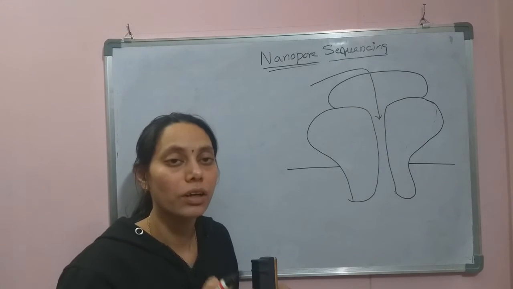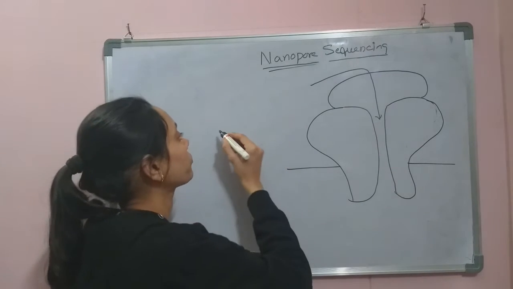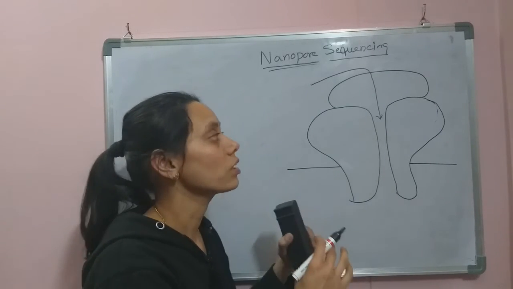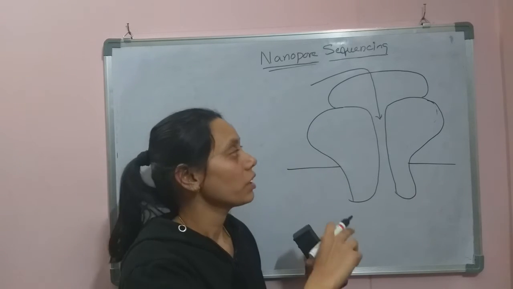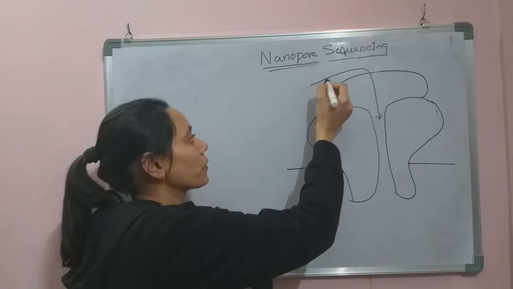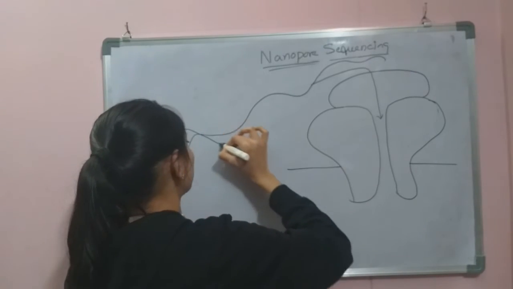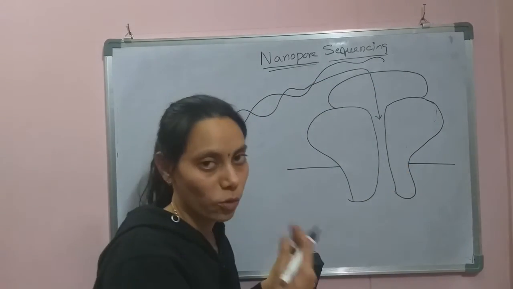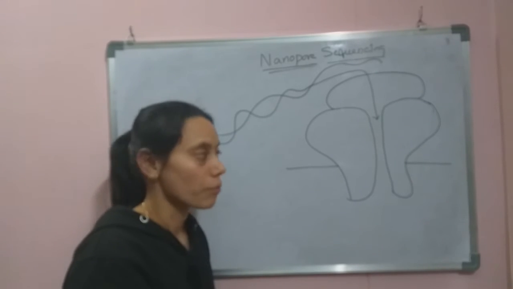The DNA is fused with the processing protein, and that processing protein will allow the DNA to find the nanopore. This processing protein will also come with this DNA, and it has a helicase property to unwind the DNA, and it also allows one strand of DNA to pass through this nanopore. So that is the process of nanopore DNA sequencing.